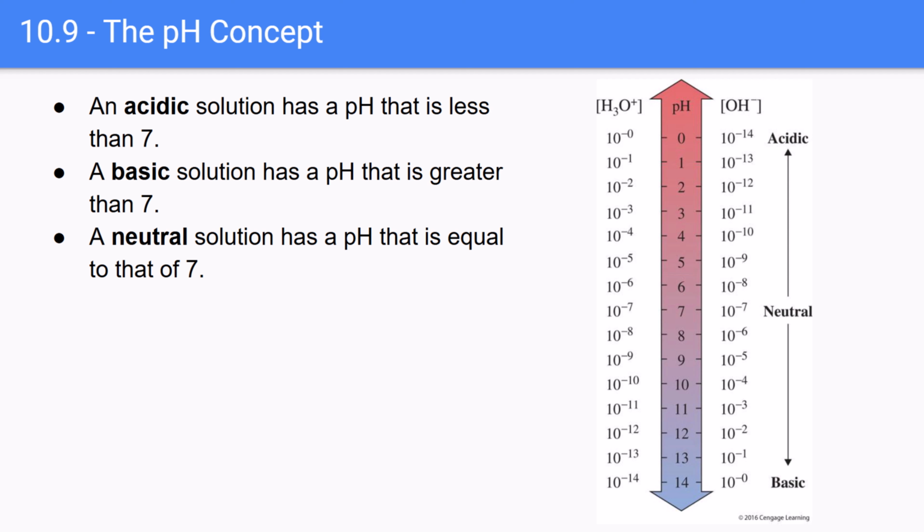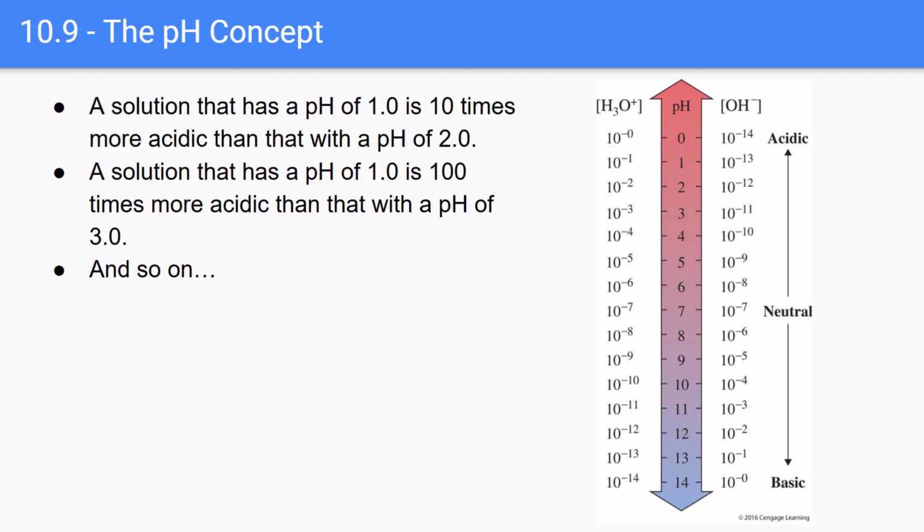So as I mentioned previously, an acidic solution has a pH that is less than 7. A basic solution has a pH that is greater than 7, and a neutral solution has a pH that's equal to 7. So much easier to determine if something's acidic, basic, or neutral based off of the pH scale. And again, keep in mind that each number on the pH scale is base 10, meaning that let's say we look at something with a pH of 1. Something with a pH of 1 is 10 times more acidic than something with a pH of 2. Something with a pH of 1 is 100 times more acidic than something with a pH of 3. They're multiplicative as you work through them.